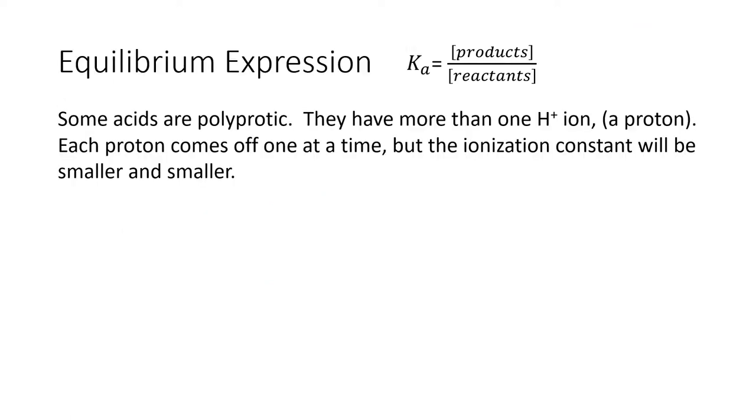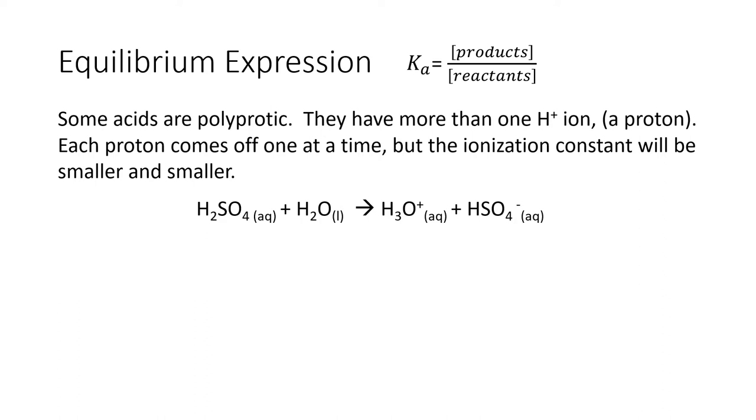Some acids have more than one hydrogen that can be given off when they ionize. Each proton or hydrogen ion comes off one at a time, and the ionization constant will become smaller and smaller. Let's take a look at sulfuric acid. You'll notice it has two.